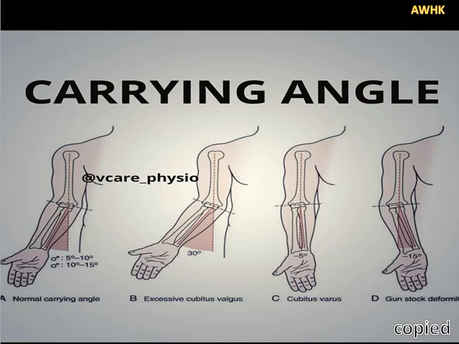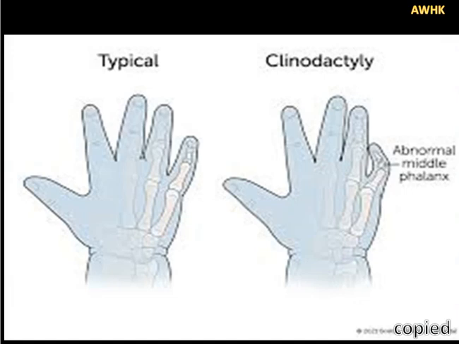So this is the carrying angle. It is shown how it is measured. It is also showing that the normal in the male is 5 to 10 degrees, whereas in the female is 10 to 15 degrees. The excessive cubitus valgus or wide carrying angle, cubitus varus or small carrying angle, and gunstock deformity. But here we are concerned about the wide carrying angle that is in Turner syndrome and Noonan syndrome. And this is the clinodactyly, which is the small finger that is curved inward.